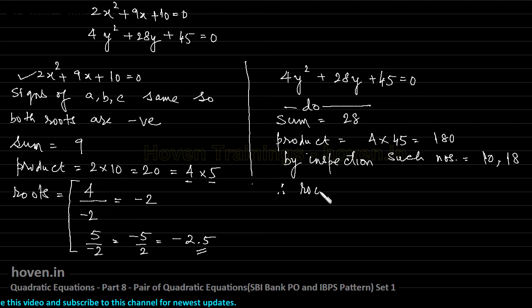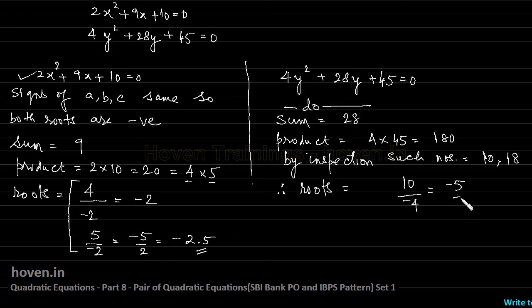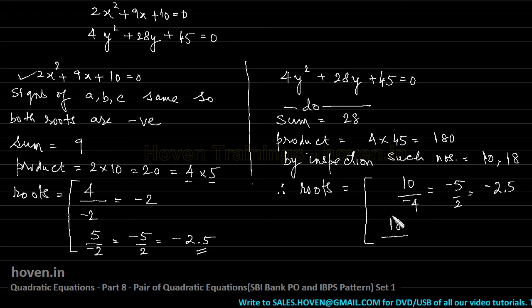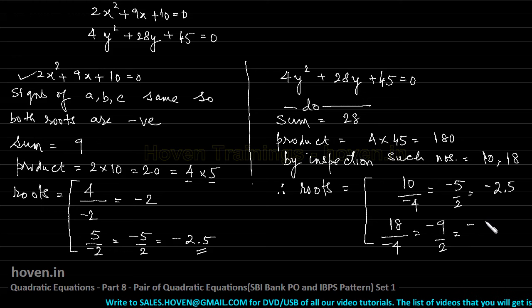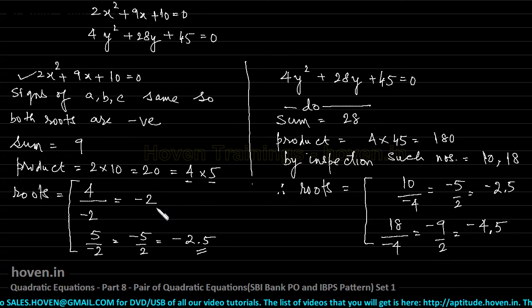Therefore, roots are, the first root will be 10 by minus 4. So I can say that it will be minus 5 by 2, that is minus 2.5. And the second root would be 18 by minus 4, which is equal to minus 9 by 2, which is equal to minus 4.5. Now we have everything that we need, this one, this one, this one, and this one. Let us start the cross comparison.